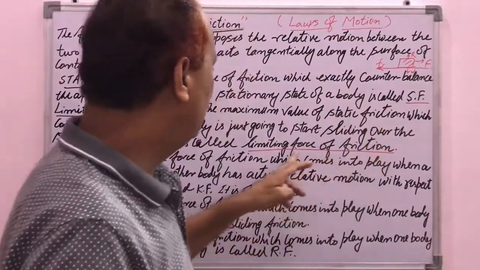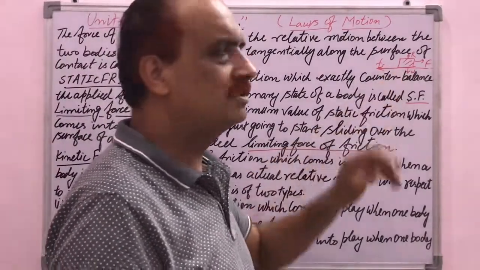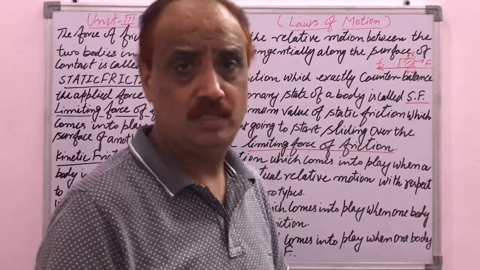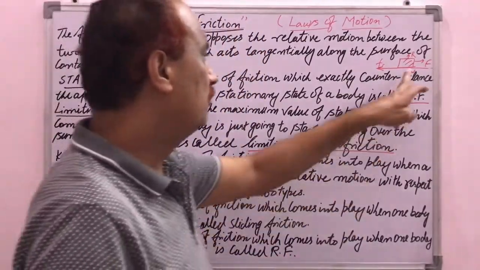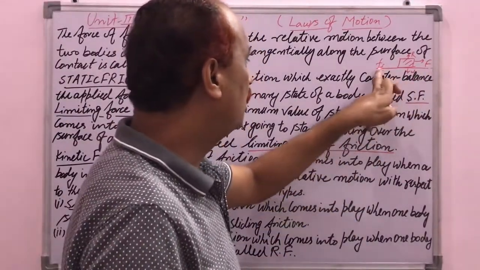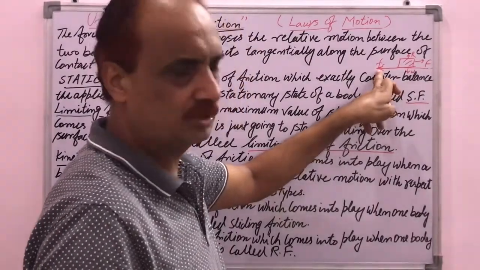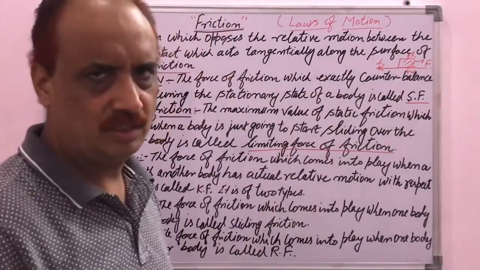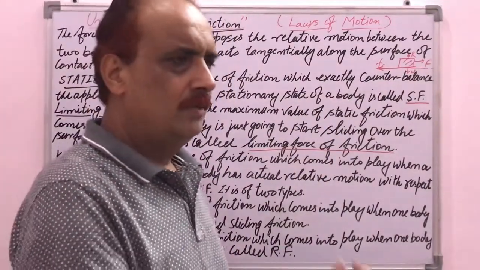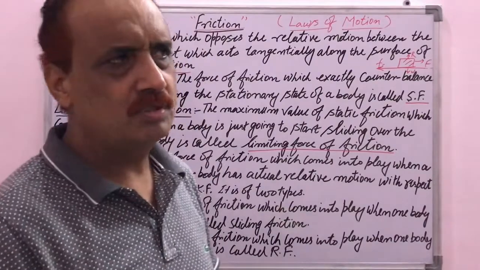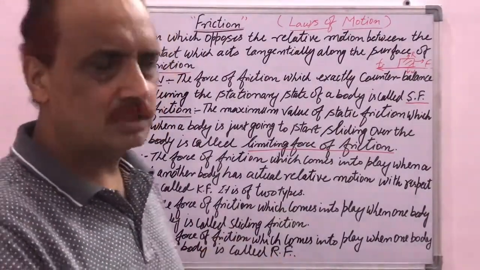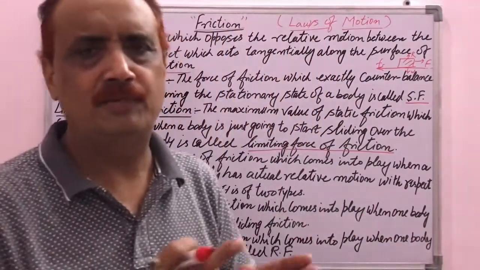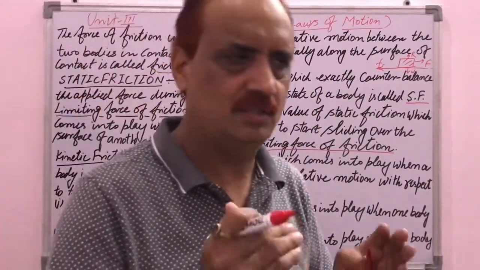In that condition we can say that static friction is a self-adjusting force. Self-adjusting force means when the external force is increased, the static friction will also increase in the same proportion, until a condition is reached when both are counterbalanced. Because static friction increases in the same proportion as the external force, we can say that static friction is a self-adjusting force.